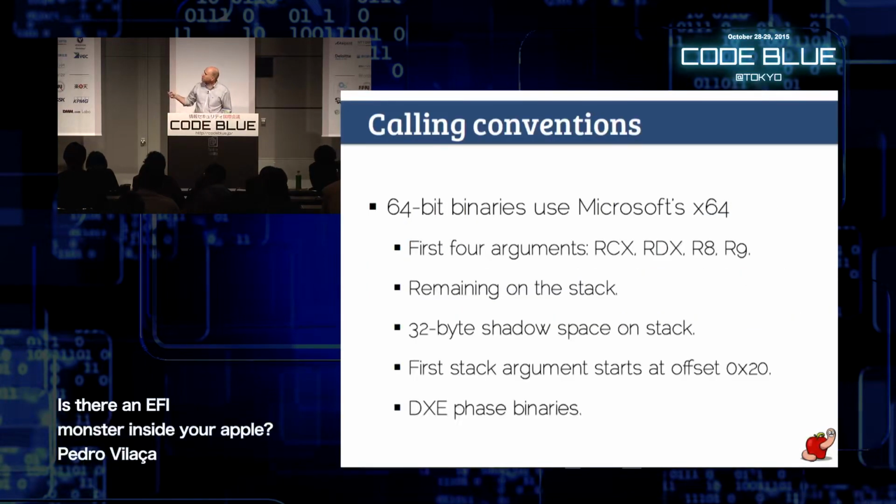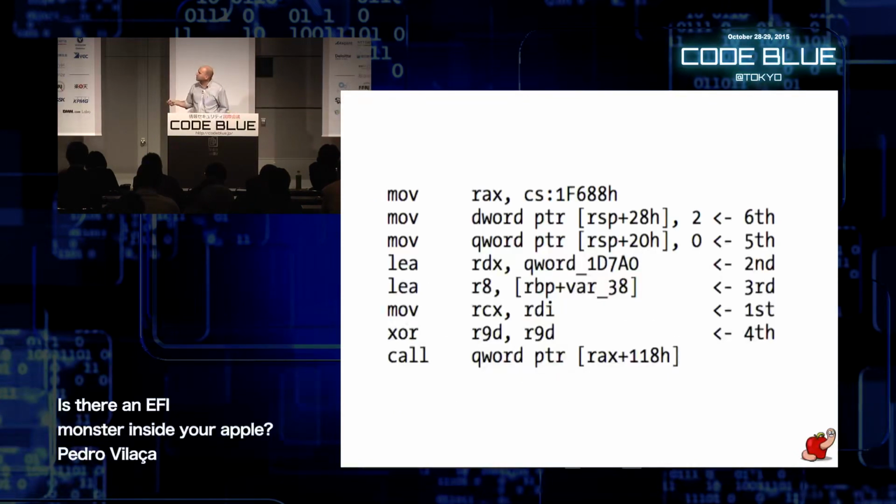The 64-bit binaries use the Microsoft x64 calling convention. So the first 4 arguments, the first 4 parameters, are passed in registers, and everything else on the stack. The core difference, and the first time you see EFI binaries of this kind you'll get confused, is that there's a shadow space of 32 bytes on the function. It's very easy to understand this with an example. You have here a service being called, and you see the first 4 parameters being used in the registers, as expected. And then you see the 5th parameter like this, 32 bytes ahead on the stack.